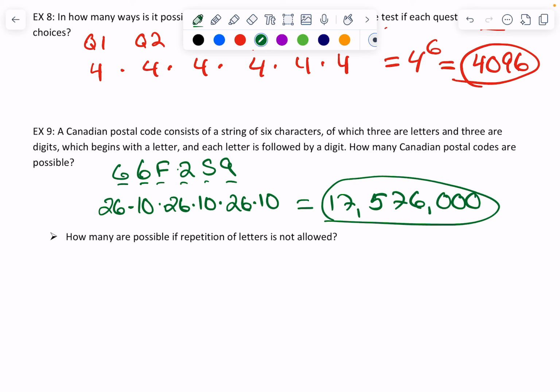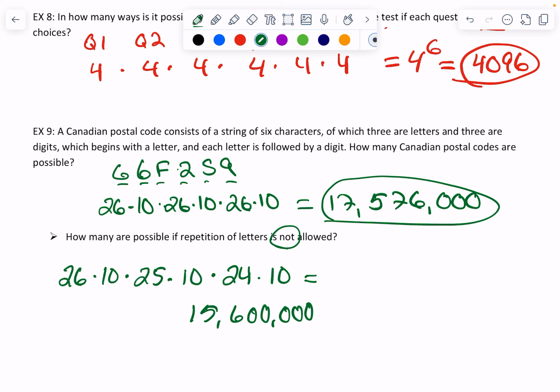Now, how many are possible if repetition of letters is not allowed? So our first letter has 26 options. The digit has still 10. Our second letter has 25 options. Digit has 10. And then the third letter has only 24 options because we've taken away and repetition is not allowed.